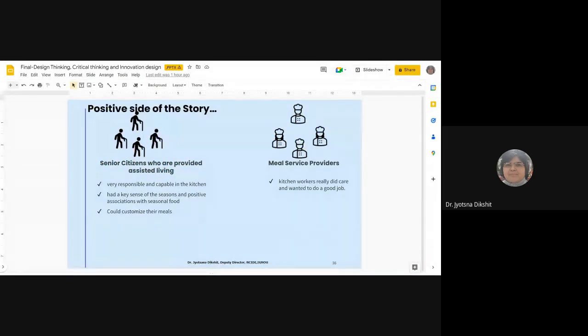But there was the positive side of the story also, that the senior citizens were provided assisted living. They were responsible and capable in the kitchen. They had a key sense of seasons and positive association with seasonal food. Like they knew when to use the strawberries, when to use apple, when to use mangoes, and how to mix and match while the food is being offered to them. And they could also customize their meals. And the kitchen workers also cared for them and wanted to do a good job.